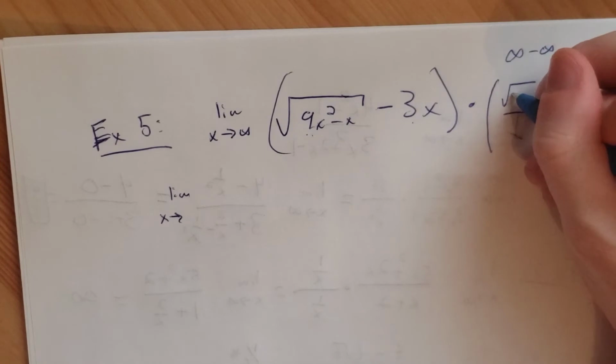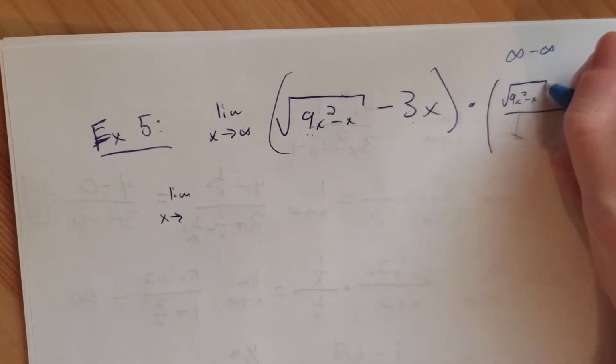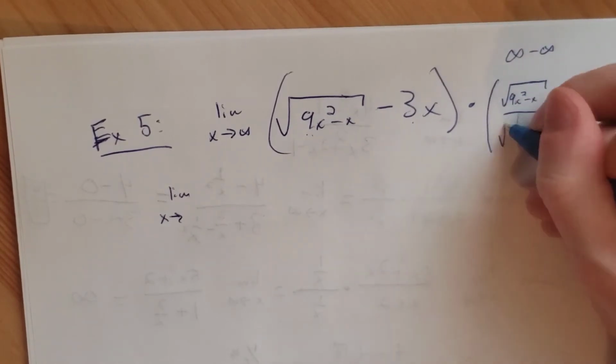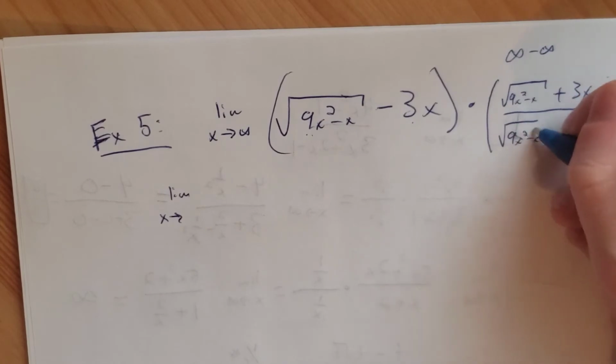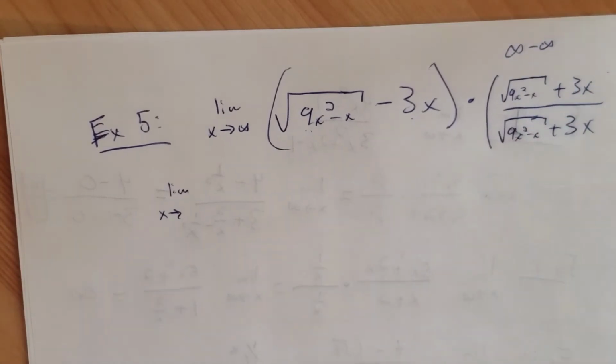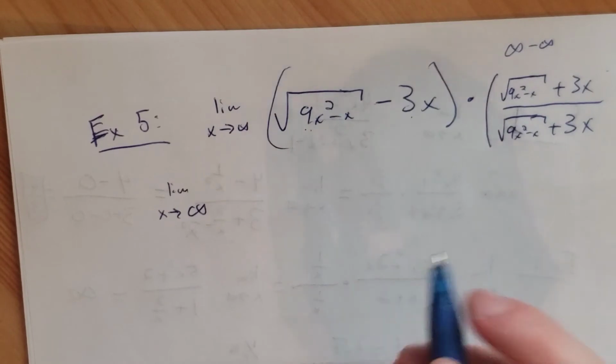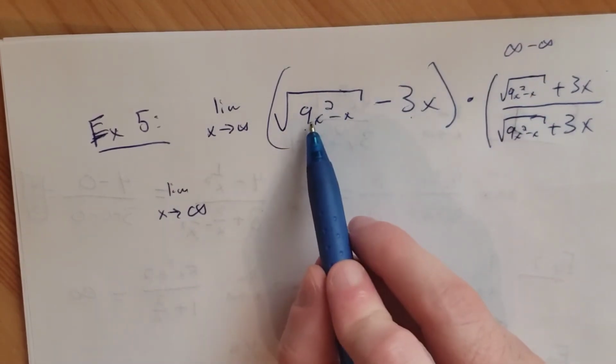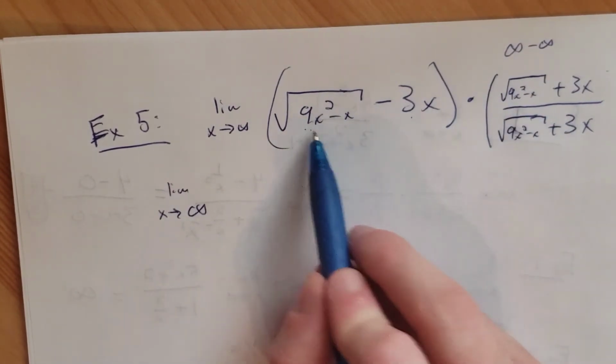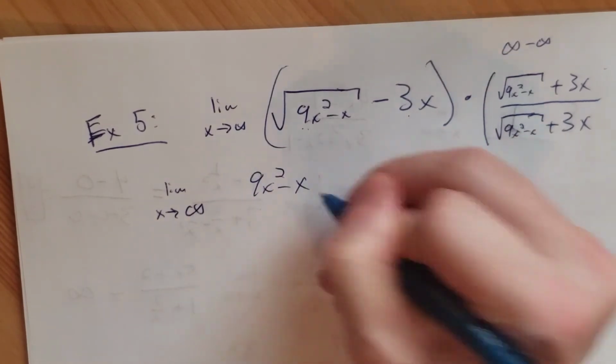So we're going to multiply by the square root of 9x squared minus x plus 3x. And of course, we do that in the numerator and denominator. And so when we do that, the numerator is going to become, let's see, square root times square root is just what's left over. So 9x squared minus x.